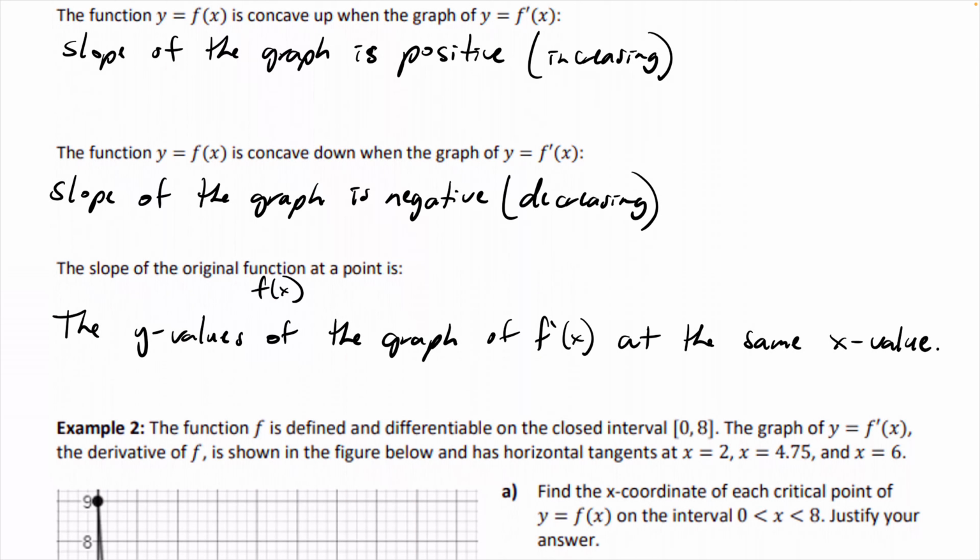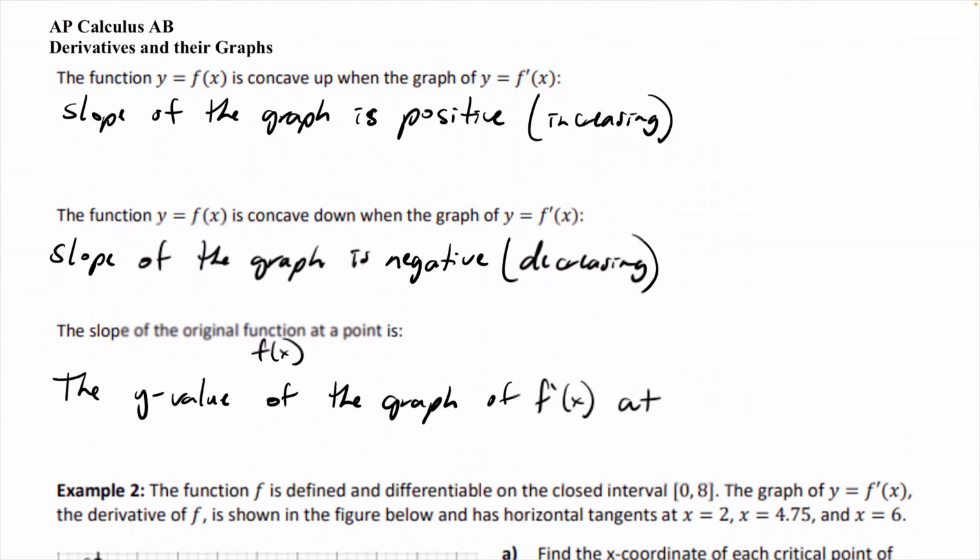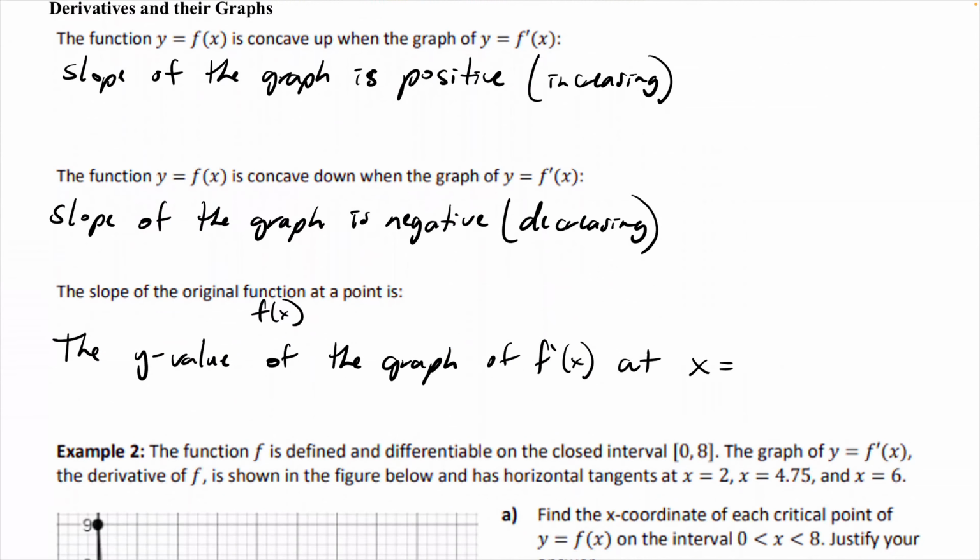So the y value, I should put y value because it's only one, y value of the graph of f prime at the same x value. So it would have to be the same things basically. So whatever the y is at that x. So if it says like when x equals -2, it's whatever the y is at when x, that's what it means. Oh, I should put that, right? It's kind of confusing. At x equals whatever, right?